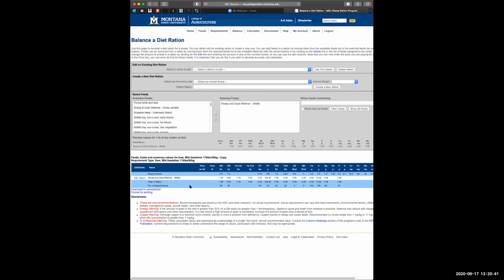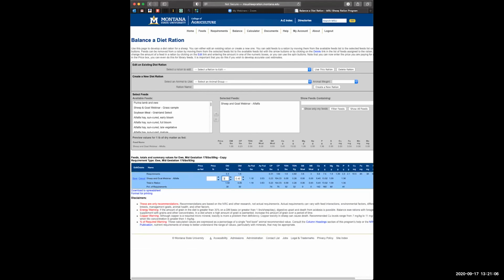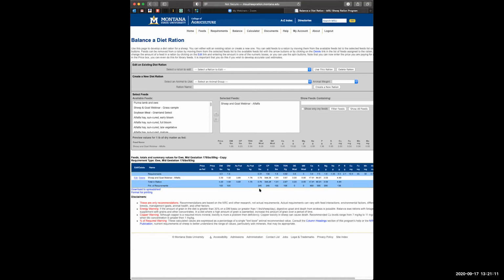So it inputs it here right at the bottom. This tells you the crude protein based on how much you're feeding. And then here at the bottom, it tells you the percent of requirements that you're feeding. So if she requires 3.3 pounds per day, that's how much she's going to be willing to eat. We can edit this value to match and save that.